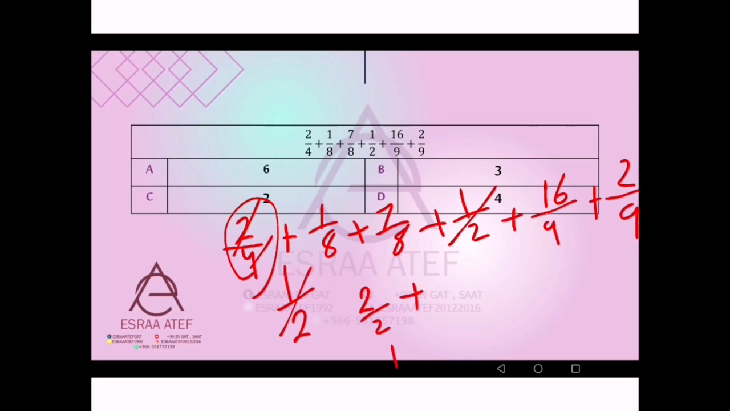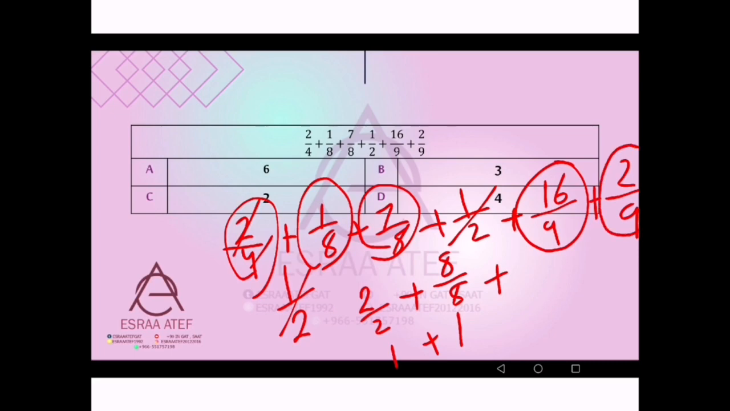Okay, the next one: 1 over 8 plus 7 over 8 means 8 over 8, which is again 1. And then 16 over 9 plus 2 over 9 is 18 over 9, which means 2. So 1 plus 1 plus 2 equals 4. So the answer will be 4.